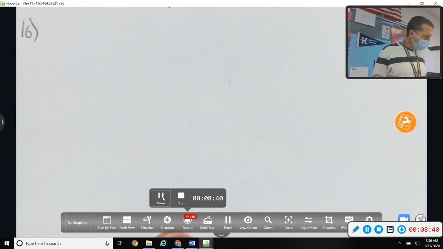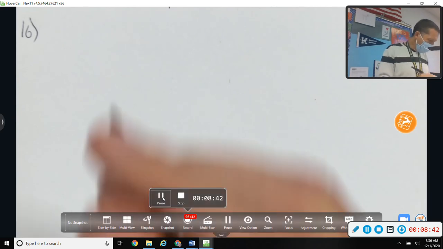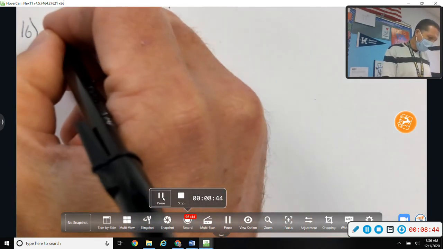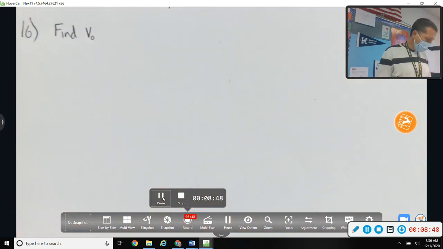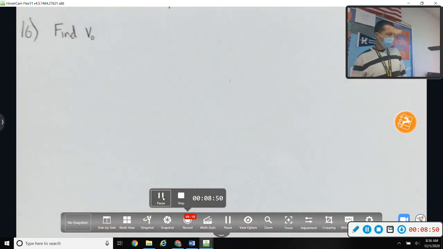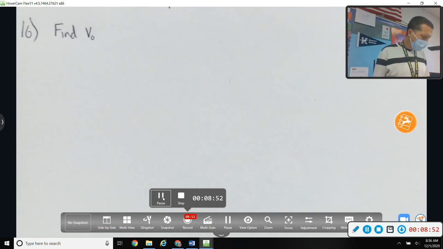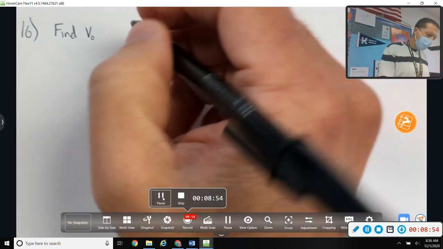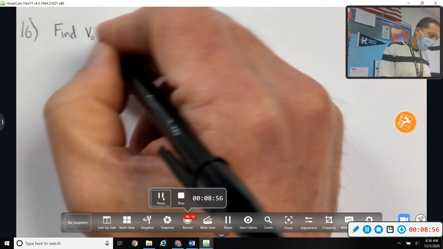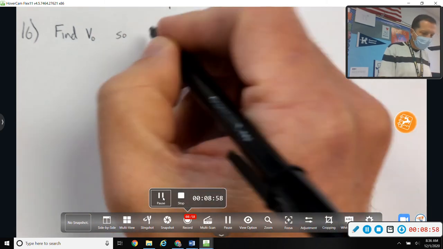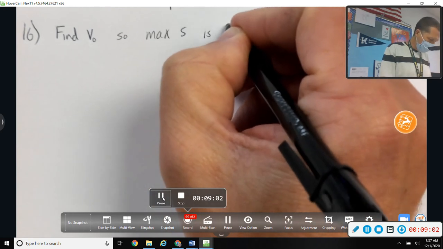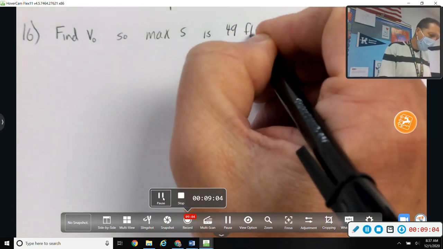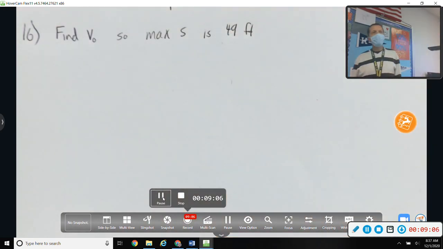Number 16 on the same worksheet. What is the smallest initial velocity? So find V0 that is required to throw a stone 49 feet up to the top of a grain silo. So find V0 so that I guess our maximum S is 49 feet. So how fast do you have to throw the rock so that it gets 49 feet in the air?